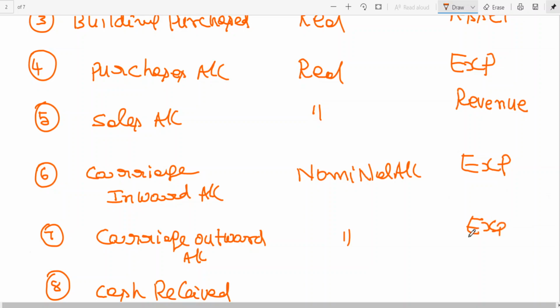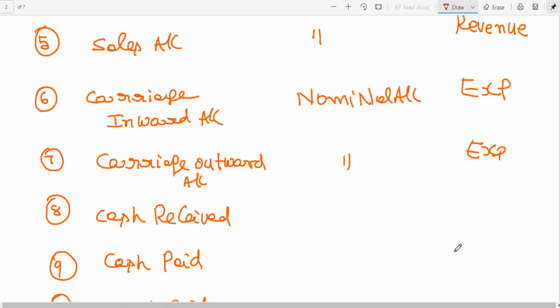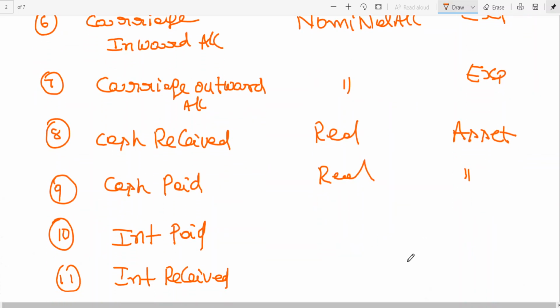Cash received. Cash is a real asset, no? If anybody is having cash, it is an asset, my dear friends. It is asset. Okay, cash paid is also real. When your cash is paying, is also asset you are giving. Cash is asset. Do you agree with me? Interest paid. For taking the loan, you need to pay interest. Interest is expense. Here also expense.